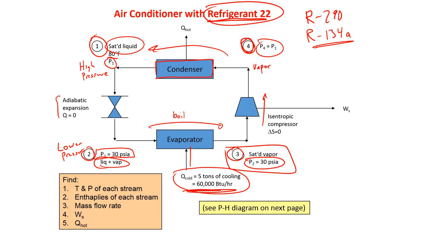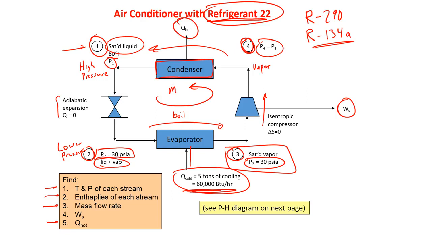These four different streams, with different temperatures and pressures and enthalpies. But what we want to do first of all is just calculate the temperature and pressure of each stream, also the enthalpies of each stream. And then we'll also get the mass flow rate of how much is cycling around. We'll also get the work that we have to put into the fluid in order to compress it, and then also how much we need to remove here with the condenser.